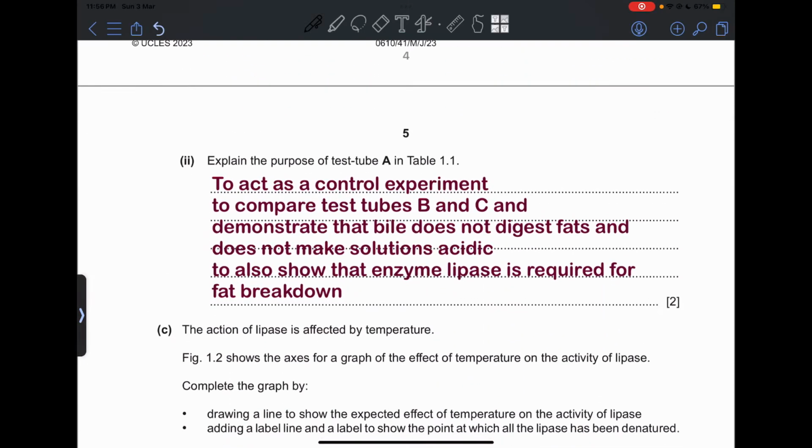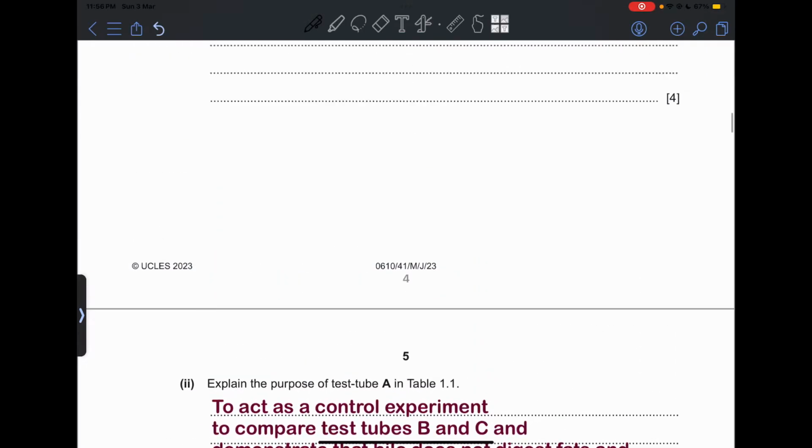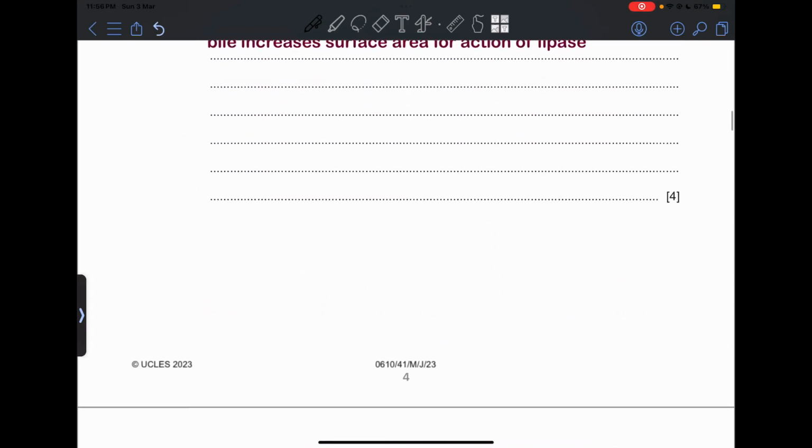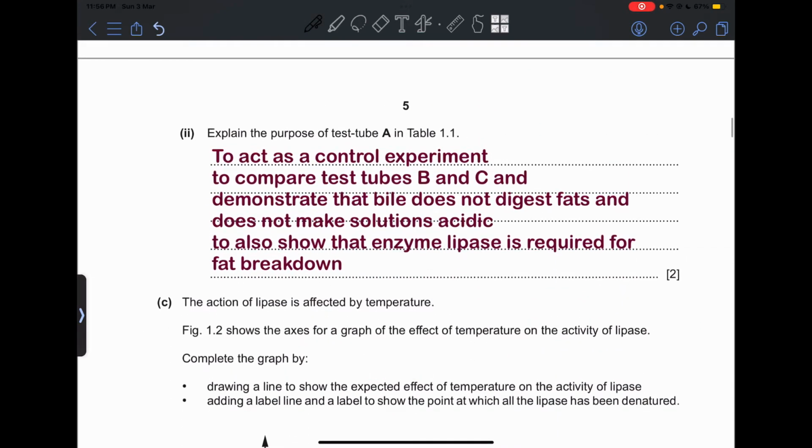Part ii says explain the purpose of test tube A in table 1.1. So this one only contained the milk and bile. So this is actually a control experiment, which means it is used to compare the results from B and C and show a better perspective of the comparison and show more accurate results. Demonstrate that bile does not digest fat and does not make solutions acidic.